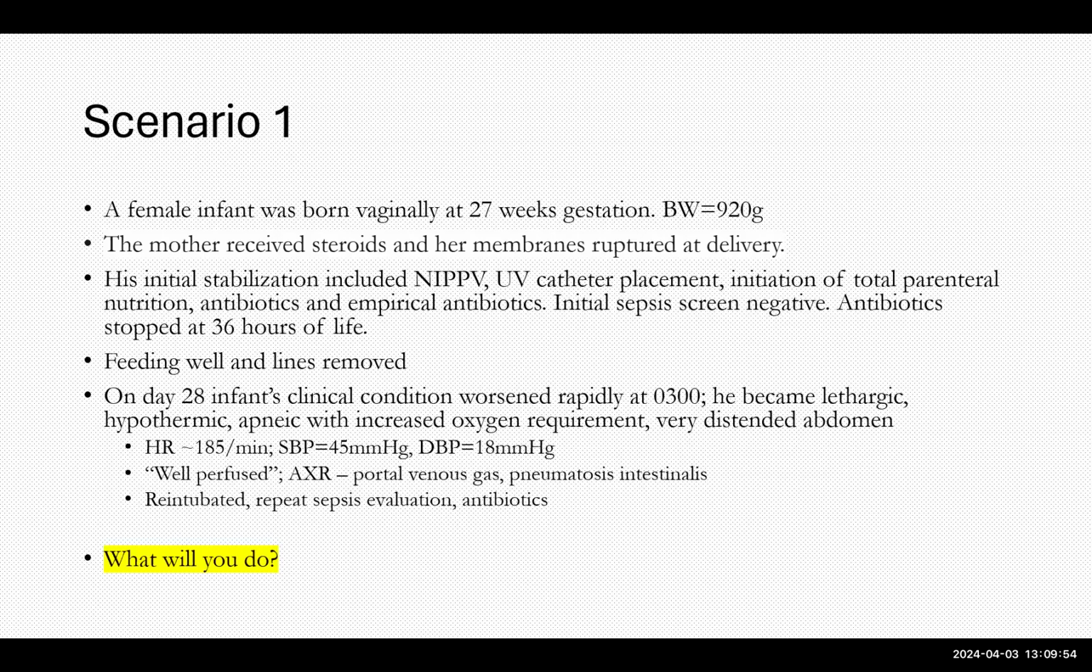On day 28, the baby's clinical condition worsened, and at 3 a.m., it always happens at 3 a.m., the baby became lethargic, hypothermic, apneic, with increased oxygen requirement and a very distended abdomen, heart rate 185, systolic blood pressure 45, diastolic blood pressure 18.